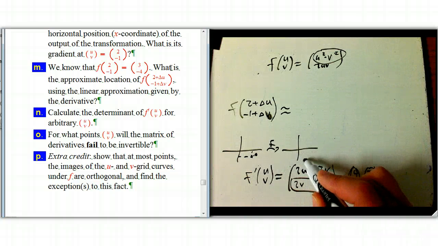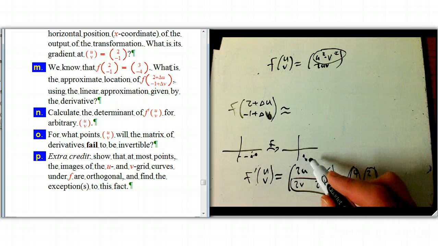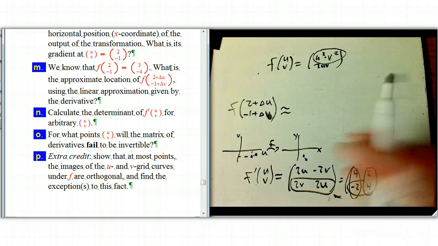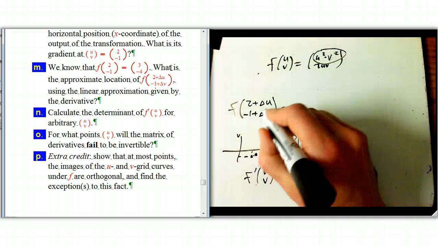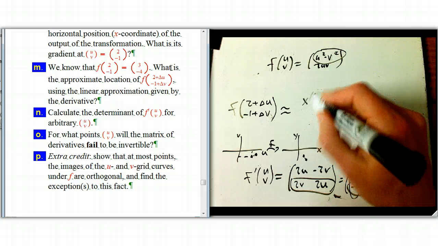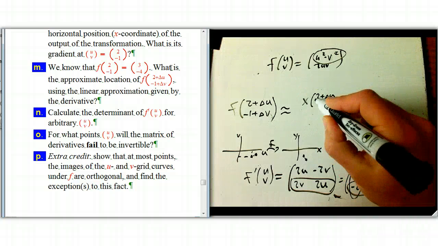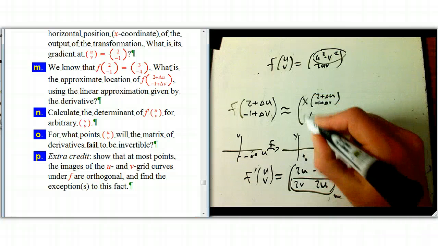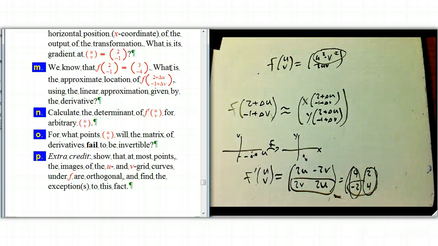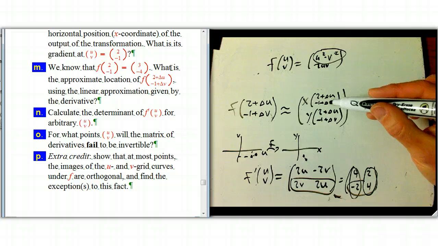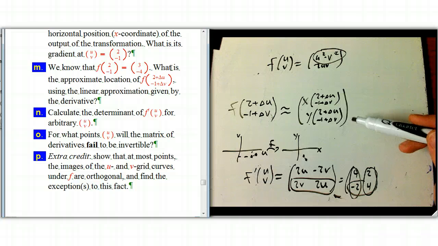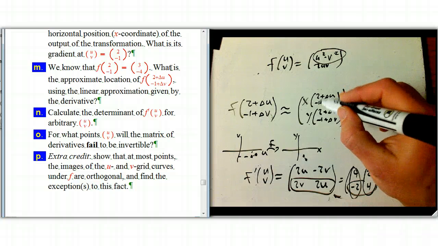And I want to say, okay, here's my output. How does that change the output point? A small change in input should correspond to a small change in output, and I want to predict approximately what that change is. That didn't erase very well, did it? Well, let's just realize that this is x of (2 plus delta u, -1 plus delta v), and y of those guys. Just like what we were doing a minute ago, separate them out into two one-variable functions. It'll be nice when we combine them in the end to get the geometry, but right now it's just two separate one-variable functions.